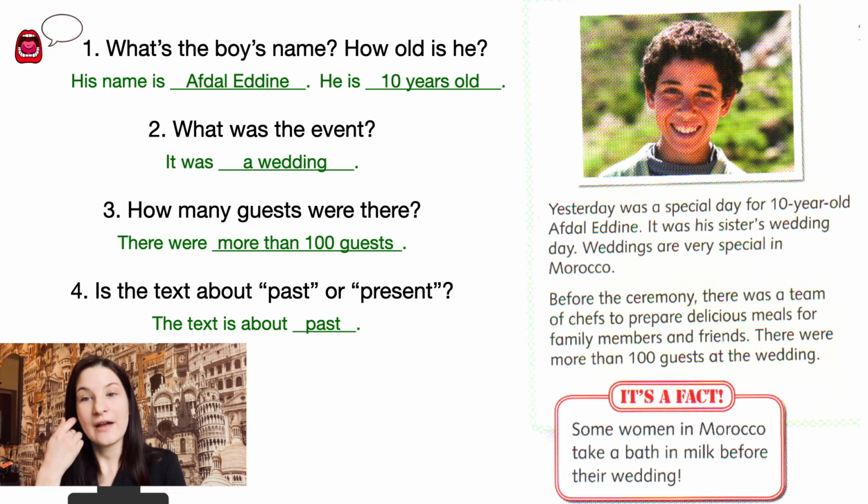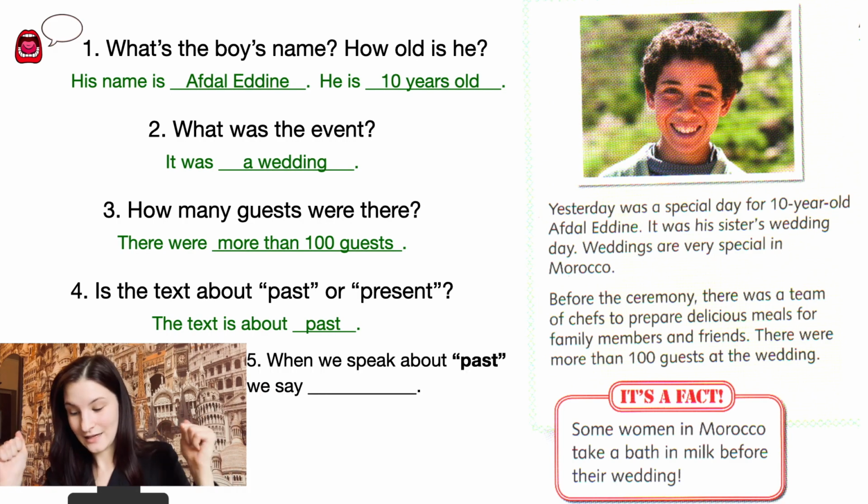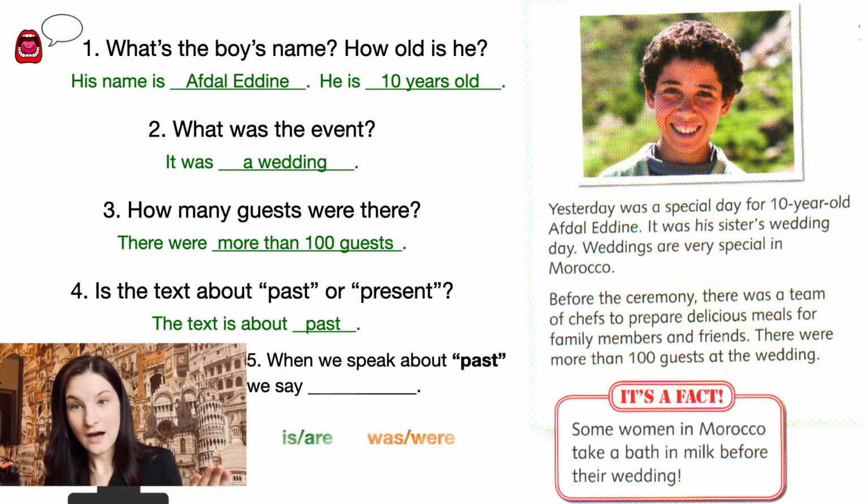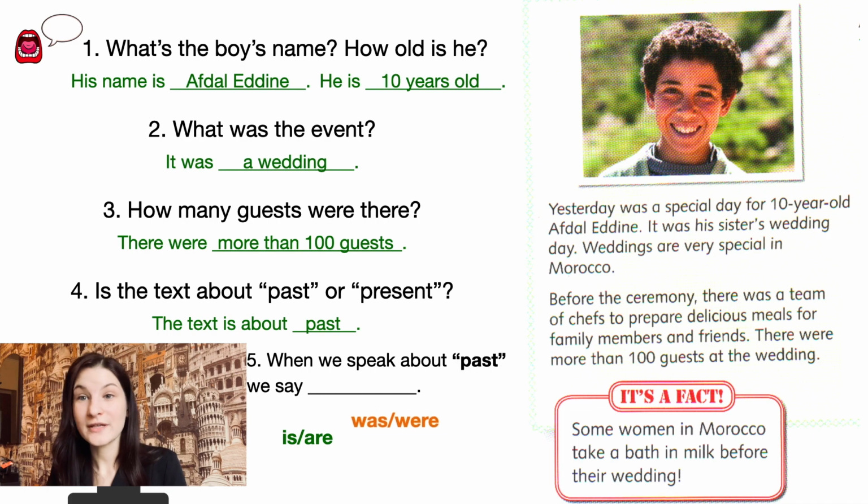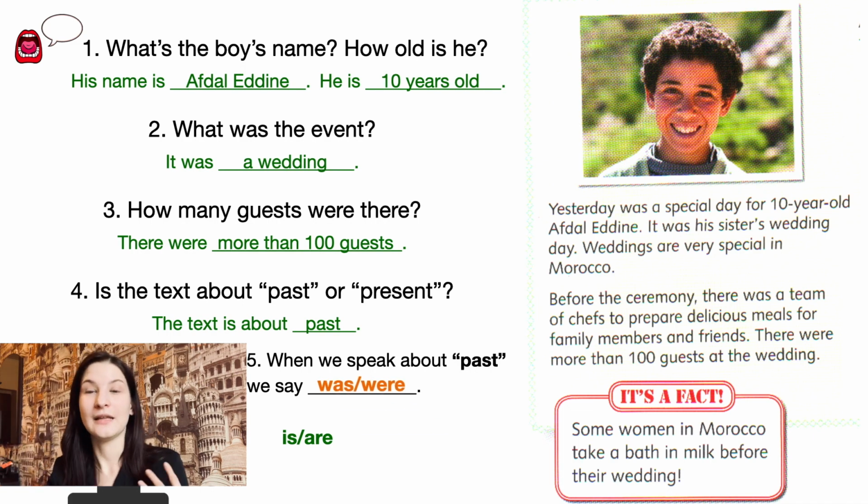So I have question number 5, and it's about grammar. When we speak about past, we say is, are, or was, were. What do we say when we speak about past? Of course, we say was, were. Были, была, было, and so on. So if you look at this text, you can find a lot of words like this there. You can find a lot of was, a lot of were, and so on.